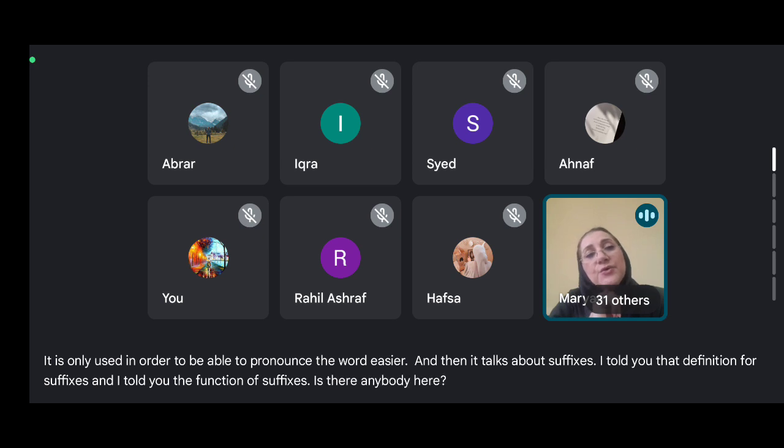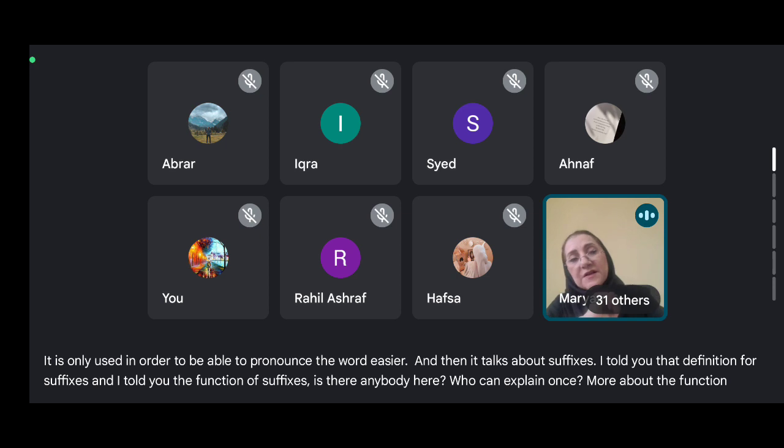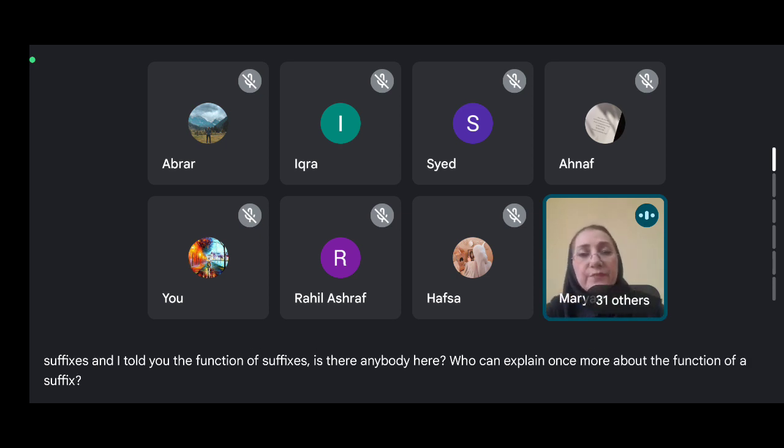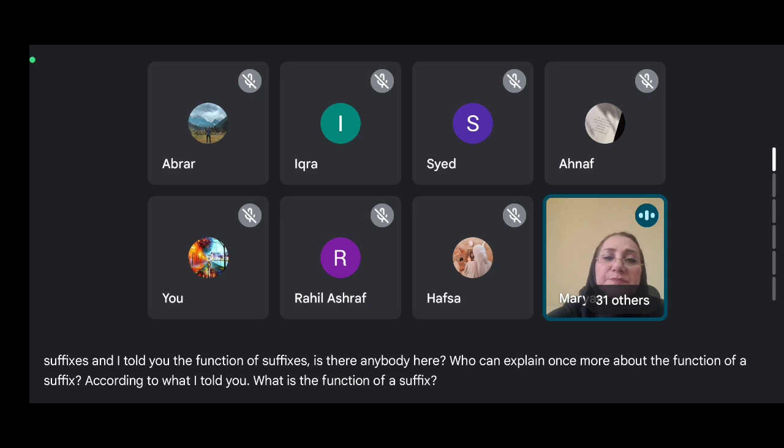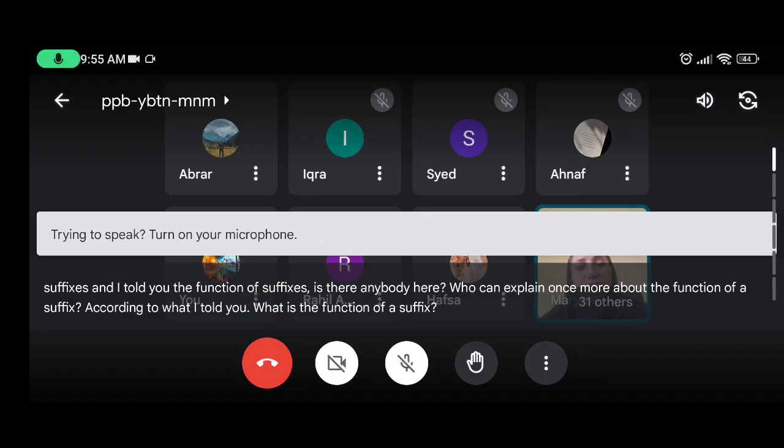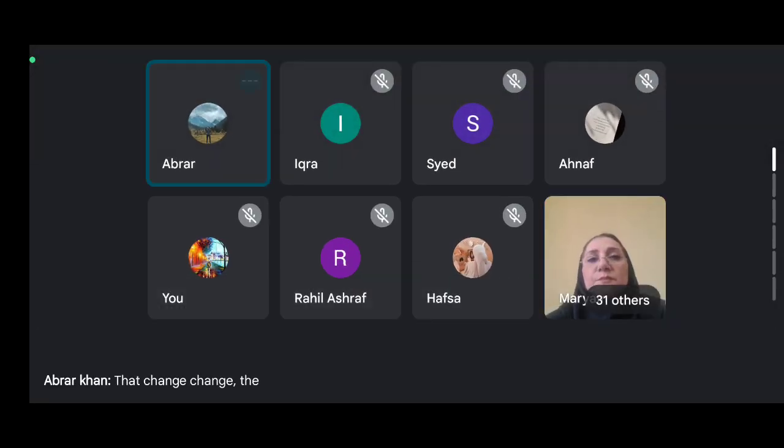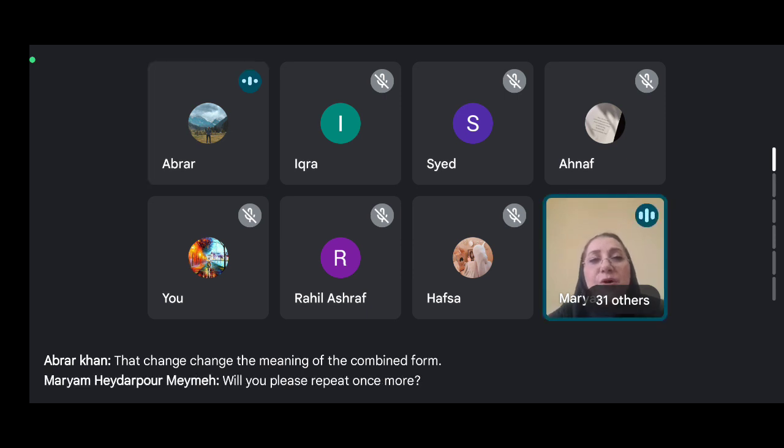Is there anybody here who can explain once more about the function of a suffix according to what I told you? What is the function of a suffix? Words that change the meaning of the combined form. Will you please repeat once more? Abrar.